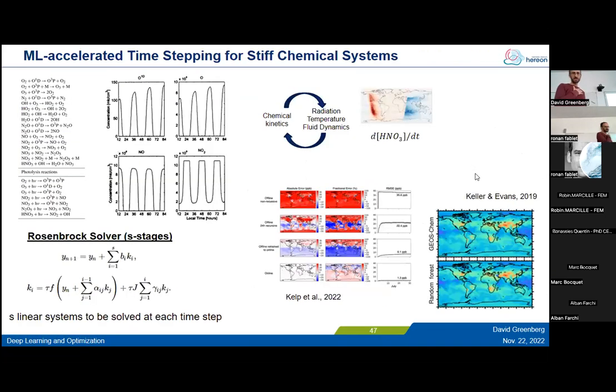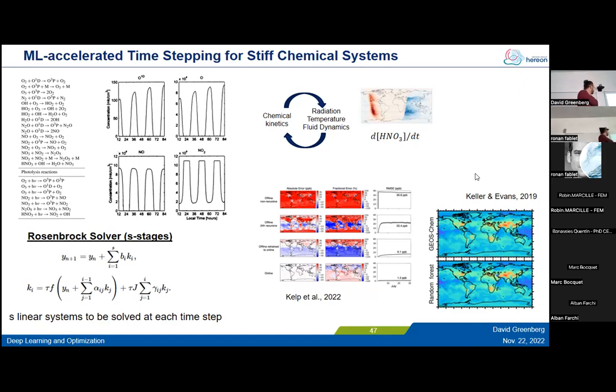Another process which I think is really promising for emulation with ML are chemical schemes in the atmosphere, and also in the ocean. That's because you have these complicated schemes, right? Even in a simple one, you might have 100 different chemical species and several hundred chemical reactions between them.